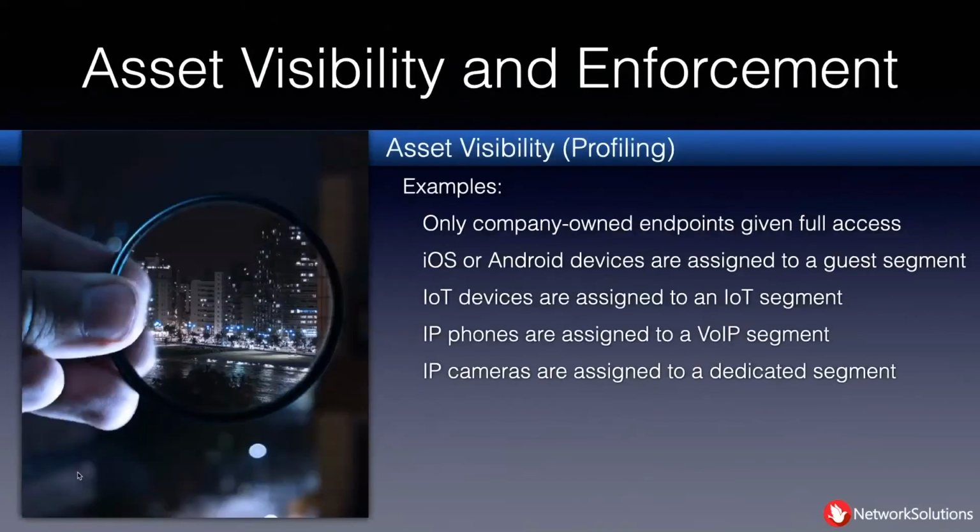Asset visibility and enforcement is the new name for profiling. What that means is, what kind of device is this? Some examples of policies that may fit into this are: only company-owned endpoints are given full access, or iOS and Android devices are assigned to a guest segment exclusively. You may have IoT devices, and you might want to assign those just to an IoT segment. You see the other examples there, where you may be given access depending on what type of device this is.